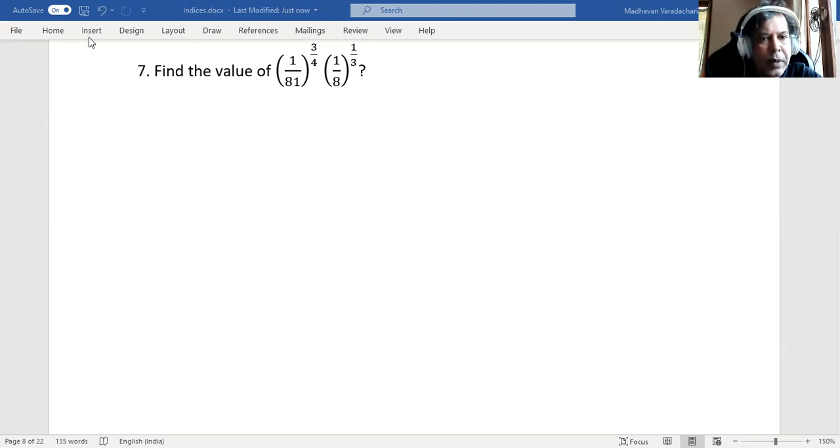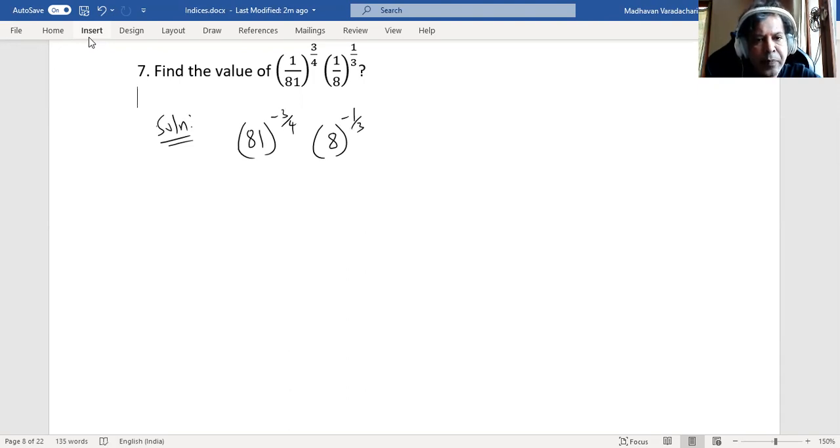Now, this 1 by 81, if I take the 81 to the numerator, then the power, whatever 3 by 4, that will take the opposite sign. That means I can rewrite this as 81 to the power of minus 3 by 4. Similarly, this 8, if I take it to the numerator, this power also will change, negative 1 by 3.